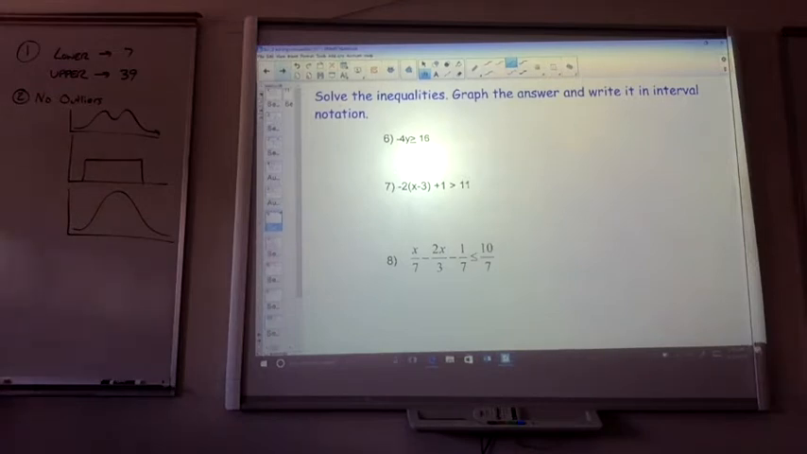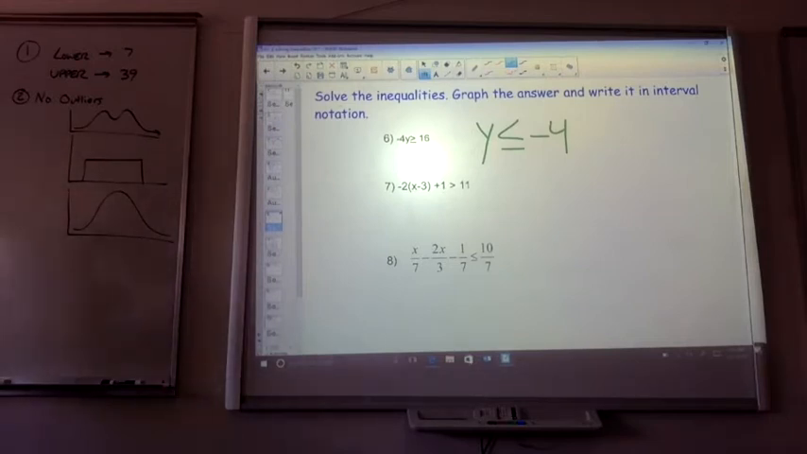Alright, let's talk through number 6. What should I do to both sides on number 6 to get the answer? Divide by negative 4. If I divide by negative 4, is anything special going to happen? The sign is going to flip over. So if I divide each side by negative 4, I would wind up with y is less than or equal to negative 4, because 16 over negative 4 is negative 4. What values are less than negative 4?